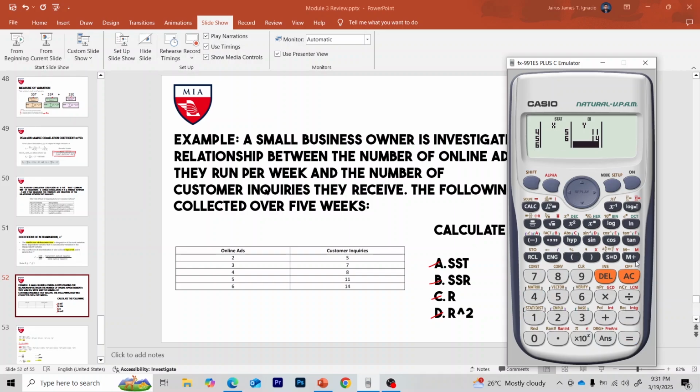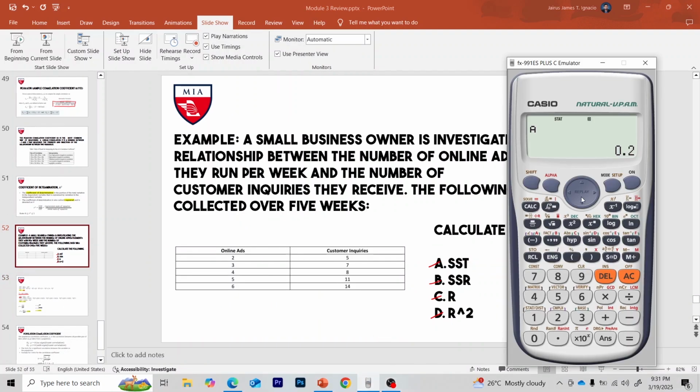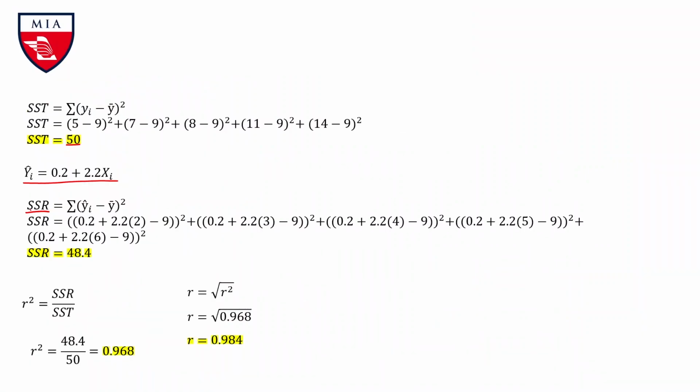Click AC, then shift 1, go to 5 for regression. Let's find the value of A, or B sub 0. We have 0.2. Next, we need to find the value of B, or B sub 1. Shift 1, go to reg number 5 and select number 2. We have 2.2. So the regression line equation is y hat sub i is equal to 0.2 plus 2.2 x sub i.